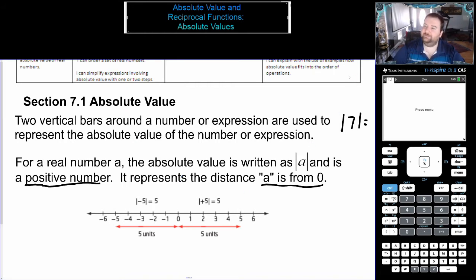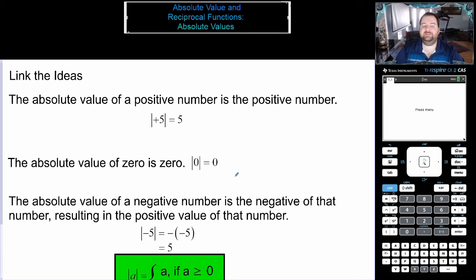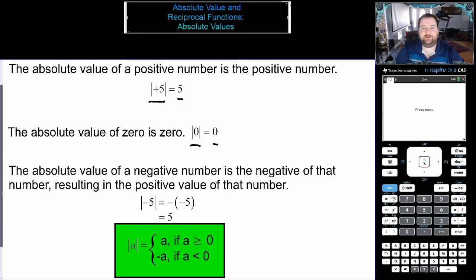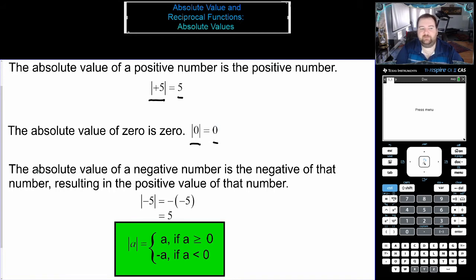And let's move on. So let's link the ideas. The absolute value of a positive number is a positive number. So if I have the absolute value of 5, well, that's equal to 5, right? A positive number is going to yield a positive number. What if we have the absolute value of 0? Well, the absolute value of 0 is just 0. Zero's not positive or negative really, so we just write it with a positive sign.